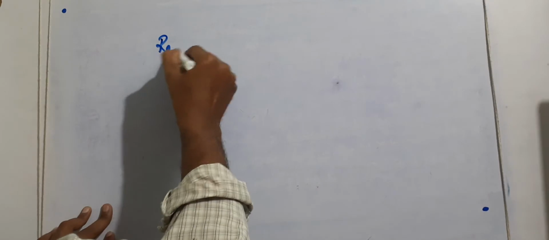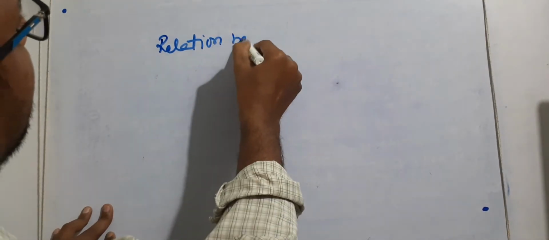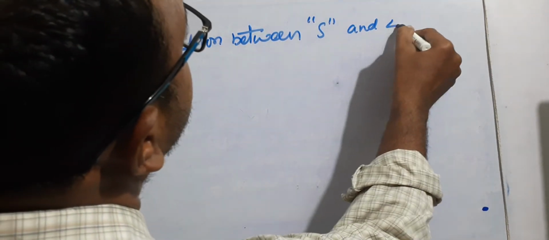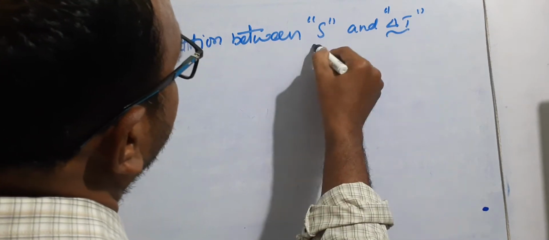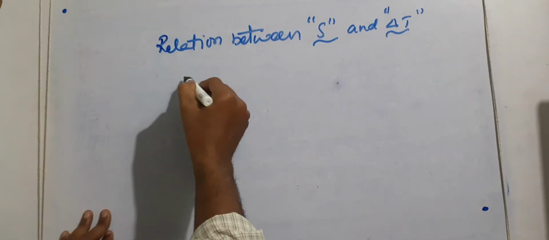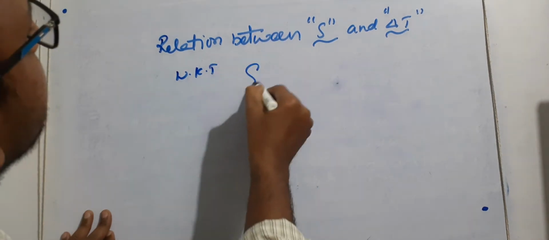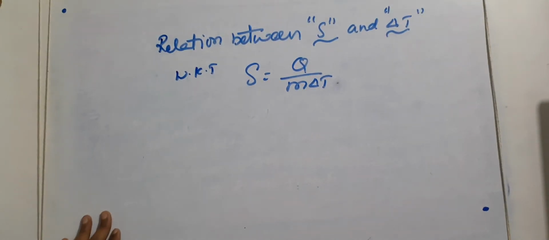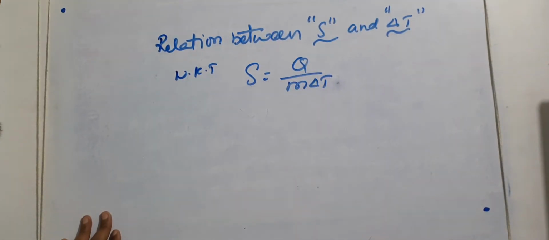So what is the relation between specific heat and change in temperature? That may be a rise in temperature or a fall in temperature. Change in temperature means rise or fall in temperature, and that is denoted by delta T. So we know the specific heat formula: S is equal to Q by M delta T.